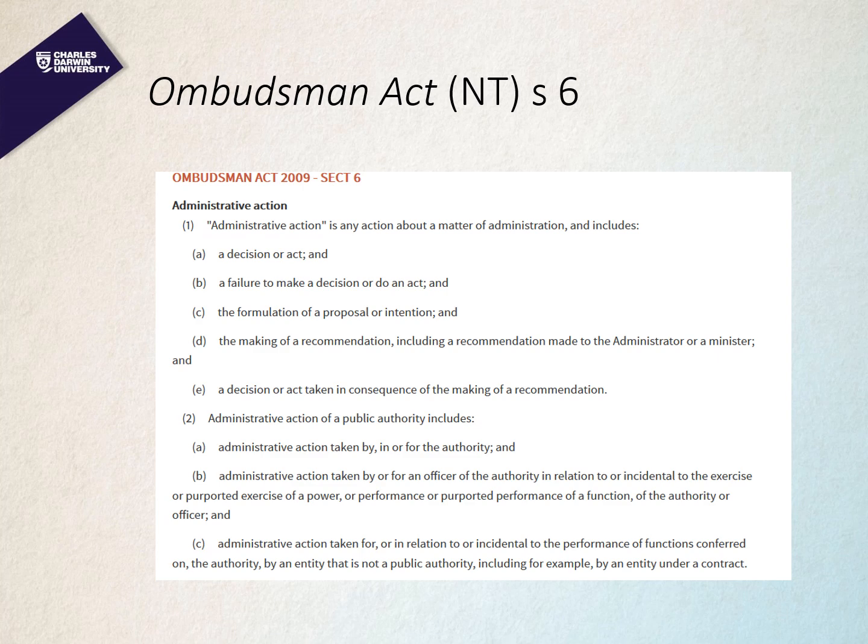Administrative action of a public authority includes administrative action taken by, in, or for the authority, and administrative action taken by or for an officer of the authority in relation to or incidental to the exercise or purported exercise, so even if it's unlawful exercise, or performance or purported performance of a function of the authority or officer. And also it includes actions taken under a contract by, on, or for the authority. All right, so if it's taken under a contract between the authority and a private body where the contract may authorise or require that action to be taken, it can still be investigated by the Ombudsman. So administrative action is certainly very broad. Exactly how broad isn't absolutely clear, though.